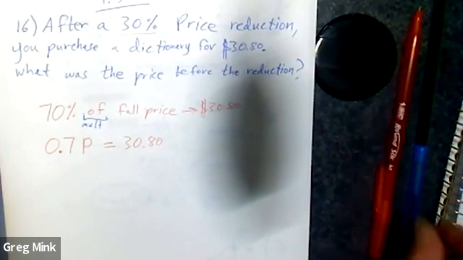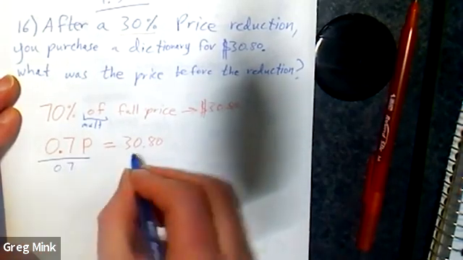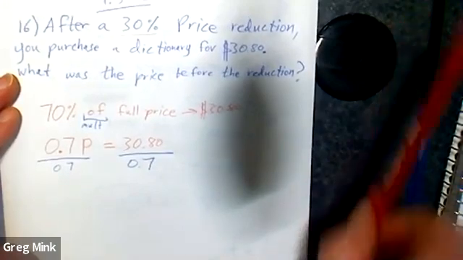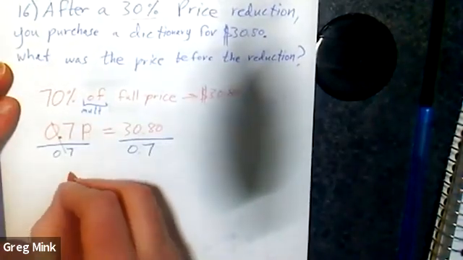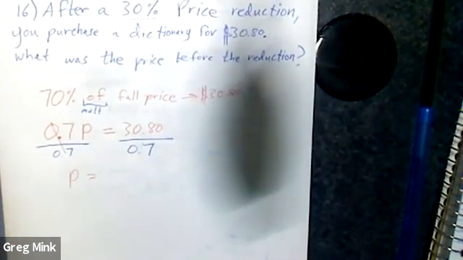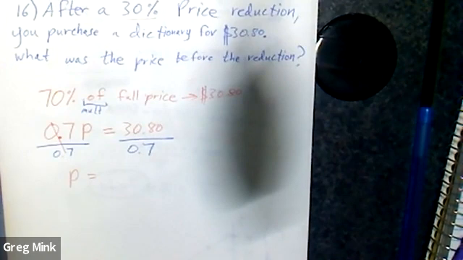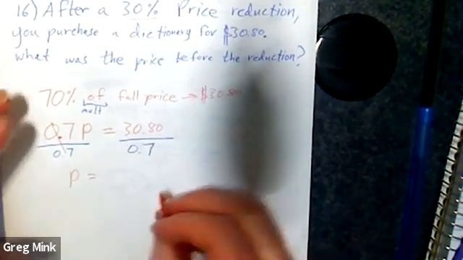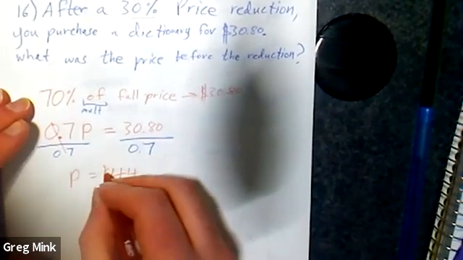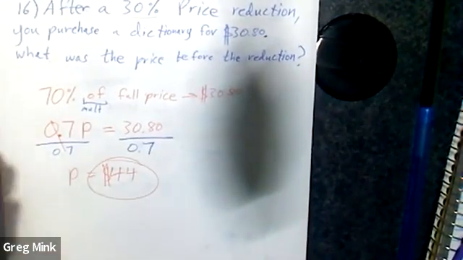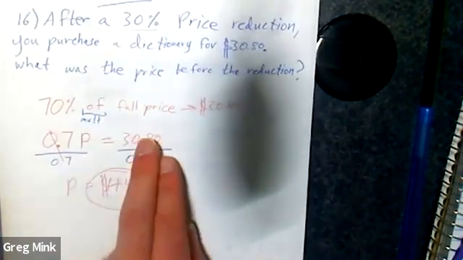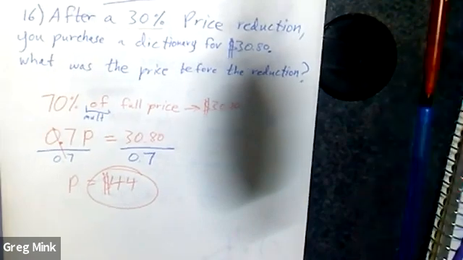From here, it becomes pretty easy to solve. You just have to divide both sides by 0.7. So I end up with P is equal to $30.80 divided by 0.7. And when I do that, it looks like $44 was the original price. So sometimes you just have to ask yourself, what are they giving me? Write it out in word form and convert it to an equation.